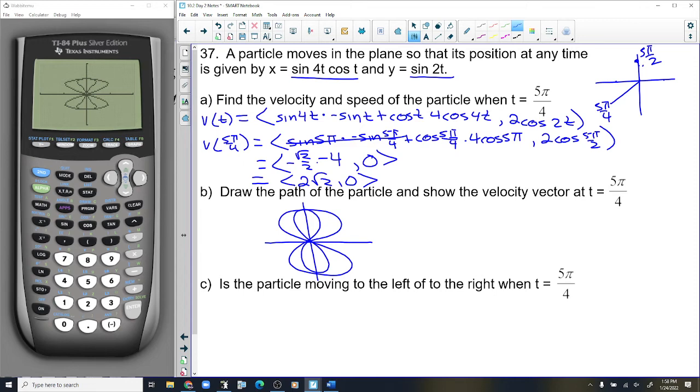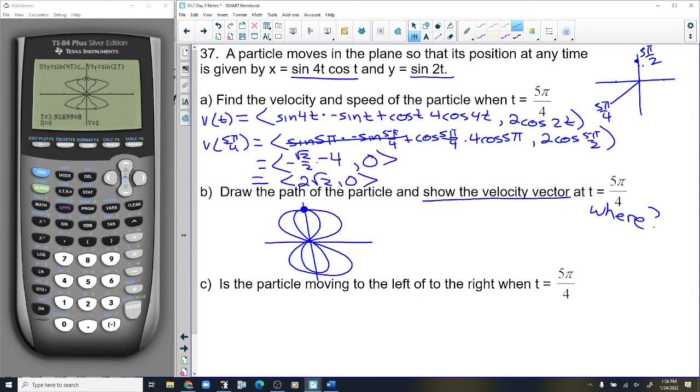So, where is that? Where are we when t is 5 pi over 4? Well, we can calculate that. Calculate a value of 5 pi divided by 4. Way up at the top. So we're right here. Draw the path of the particle and show the velocity vector at that point right there.